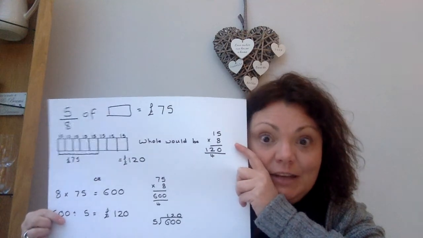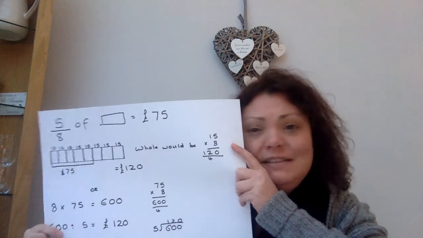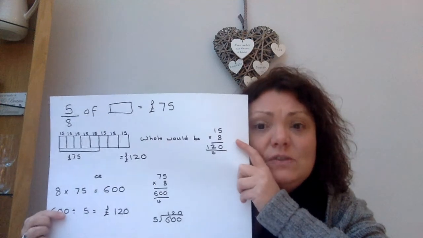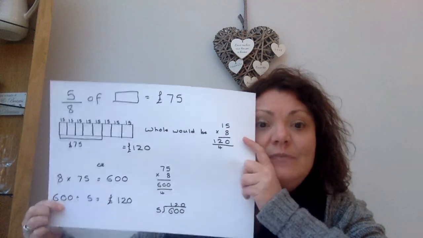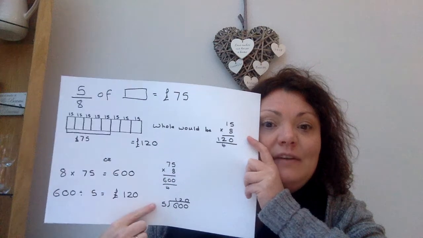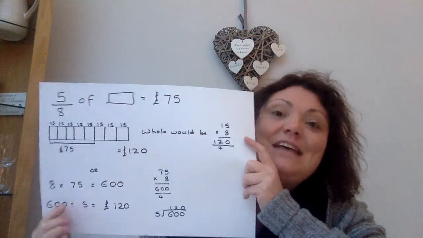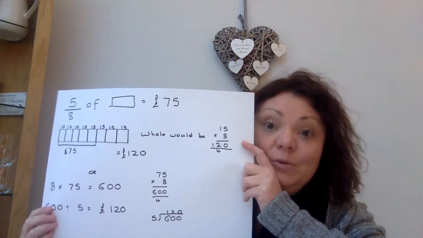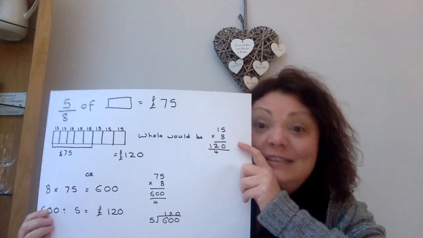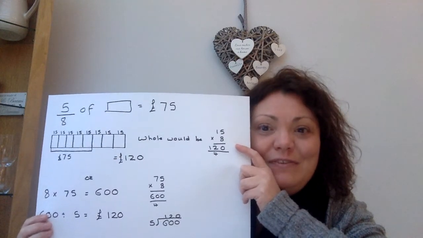Again, I could do it mentally, but I don't want a mistake. So I am going to use bus stop division. So 600 divided by 5 is 120. So whichever strategy you want to use, you can. It doesn't matter because we get the same answer for both of them.